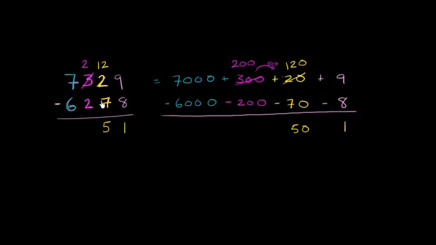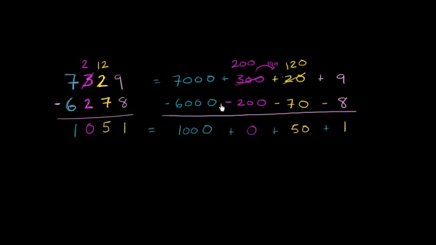And then we can go the other places. You say 2 minus 2, well, that's 0 hundreds. And then 7,000 minus 6,000 is 1,000. So this is going to be 1,000 plus 0 plus 50 plus 1, which is the exact same thing as 1,051.